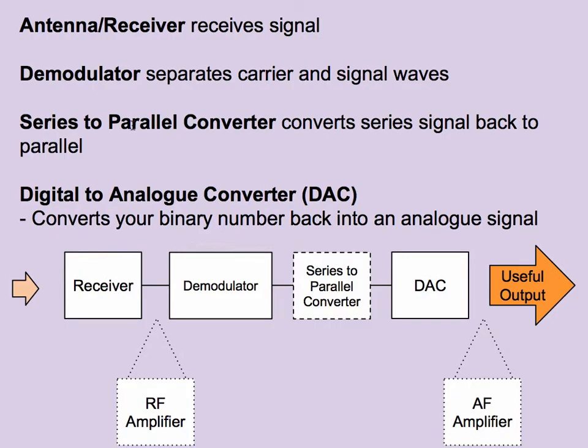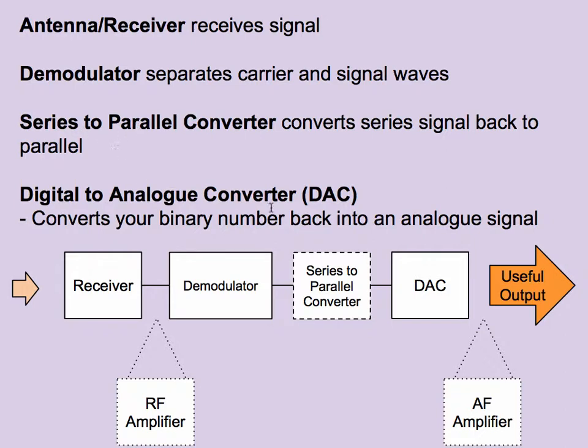So that leaves us to the other end. On the other end of things, we have the signal coming in to a receiver. The receiver is basically just there to receive the signal. It's the antenna. We have a demodulator. I'm guessing you can guess what that does. It separates our carrier waves from the signal wave.